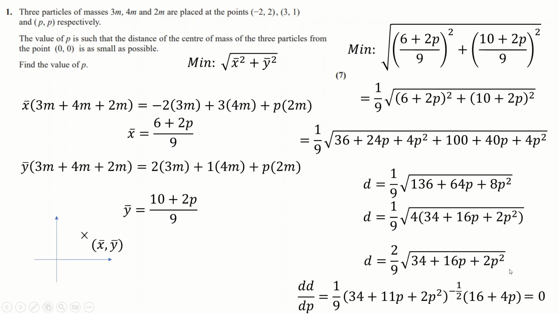You could of course say this to the power of a half, then you do some chain rule, the half comes down, times by a ninth, then you make that a minus a half, then you times by the derivative of this, which is this, I believe. I don't know why there's an 11 there, that's definitely a typo, isn't it? That should be a 16. That's just a typo, apologies. That should be a 16, and then you have a 16 plus 4p here.